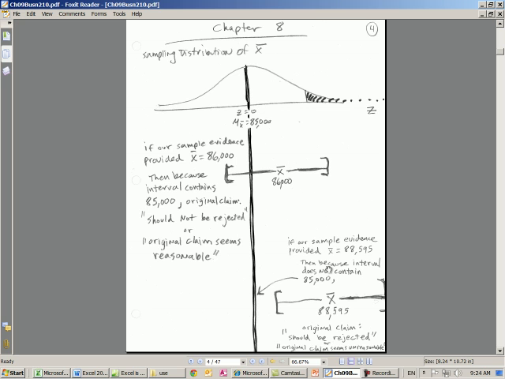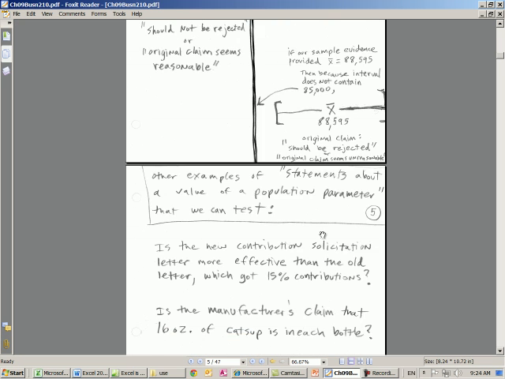Now, in the textbook, they peripherally mention how to do hypothesis testing this way. And here's a picture, and you could do it. We're not going to do it this way. But the idea is the same, right? If we do a 95% confidence interval, we run a 5% risk of making an error.